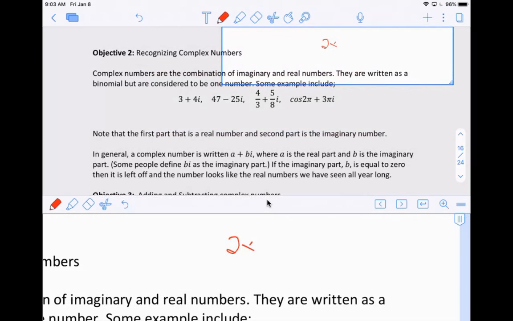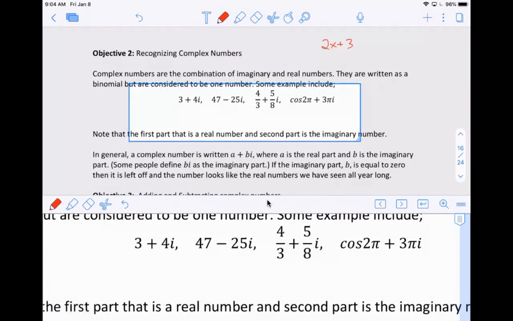If I had 2x plus 3, this is a binomial. We cannot simplify it anymore as they are unlike terms. They have two terms. They are not alike each other, right? And we've done multiple things with this. We've added them to other things. We've subtracted them. We've multiplied, divide. We've factored. We've composed. We've done lots of operations with these binomial things and trinomials and all that jazz. Complex numbers operate the same way.